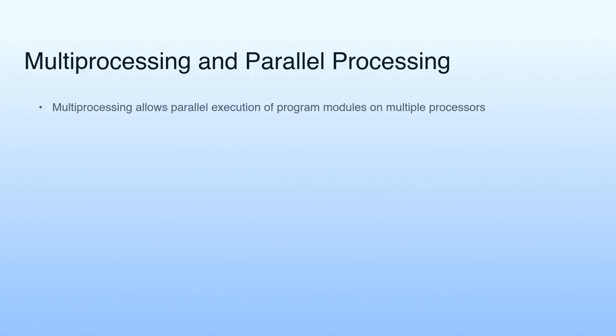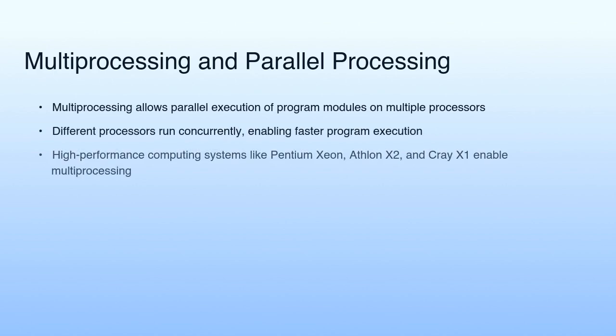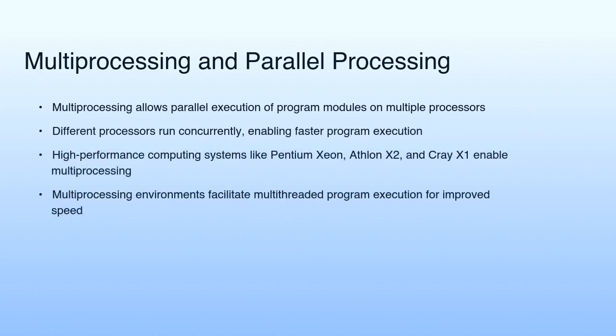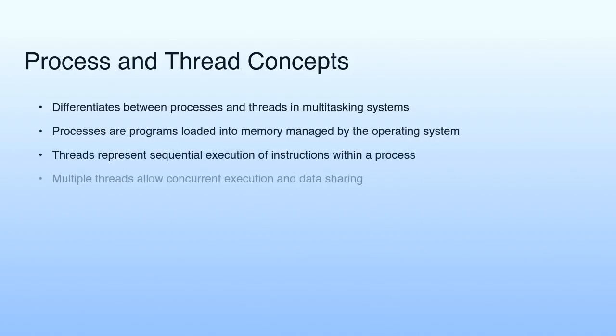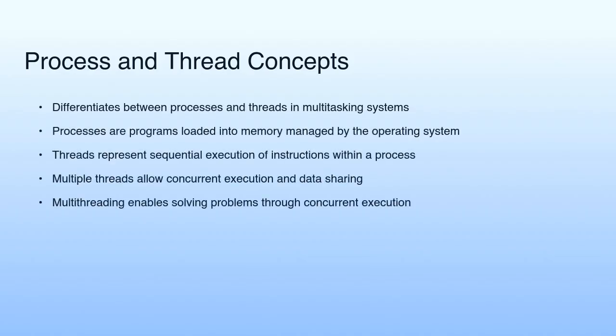High-performance computing systems like Pentium Xeon, Athlon X2, and Cray X1 facilitate multiprocessing environments, which are conducive to multithreaded program execution for improved speed. It distinguishes between processes, which are programs loaded into memory, and threads, which represent sequential execution of instructions within a process, with multiple threads enabling concurrent execution and data sharing.